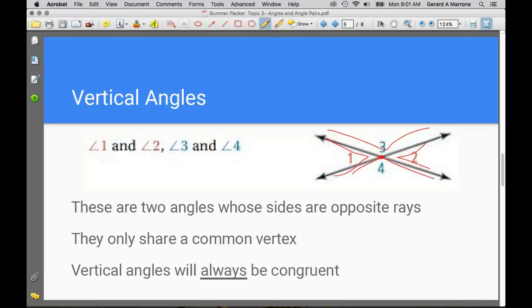Same thing with 1 and 2. And vertical angles will always be congruent. So angle 3 will always equal angle 4, whatever their measures are, and same thing with angle 1 and angle 2. So vertical angles will always be congruent.